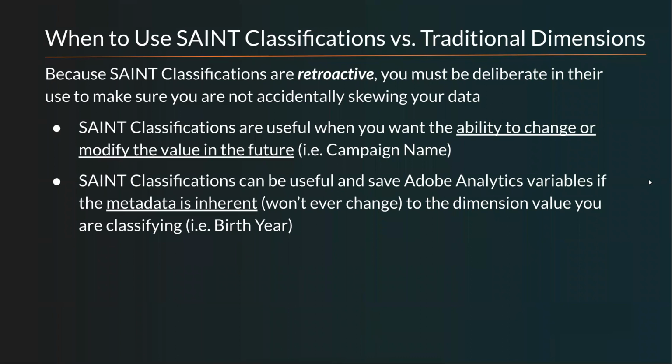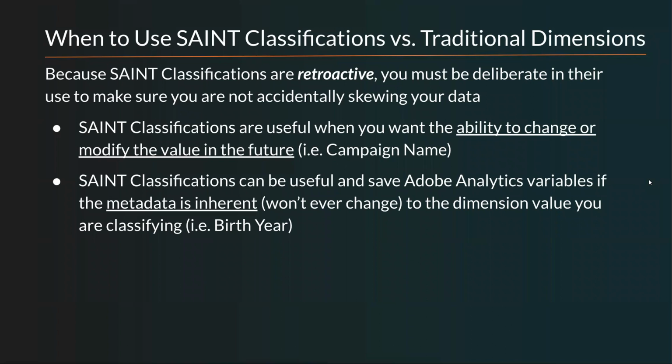So this all has to do with the retroactive nature of sync classifications, and this forces you to be deliberate in their use. Sync classifications are useful when you want the ability to change or modify data in the future. For example, if you have an external campaign, you have a bunch of campaign codes, you put them under the campaign name of 2020 spring campaign. But then it turns out that there's 50 of those codes that you messed up on and they actually weren't part of the spring campaign. Well, that's no problem. You can just update the metadata and they'll be fixed, and it will always look like they were correct in the right campaign name.